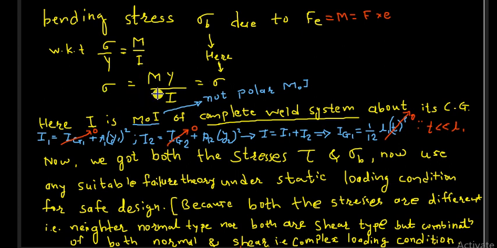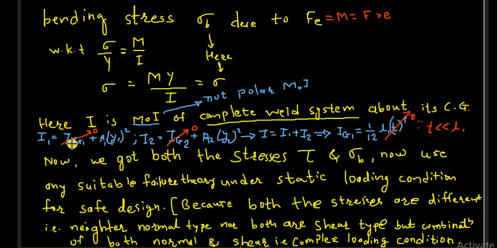So sigma will be My by I, where I is simply the moment of inertia, right? Not polar moment of inertia. It is the moment of inertia of the complete weld system about its CG. That means the CG of the complete weld system. So I will be I1 plus I2, and I1 will be Ig1 plus A1 Y1 square. As we have discussed in the previous case, it will be the same.